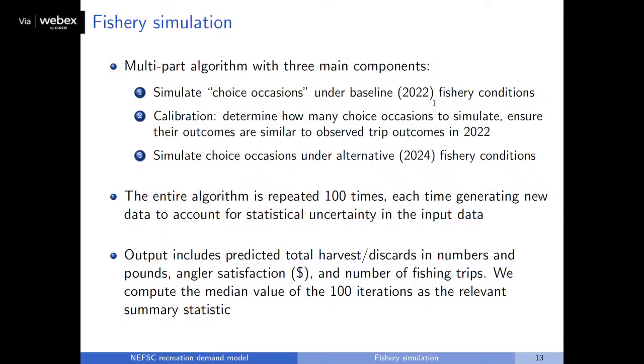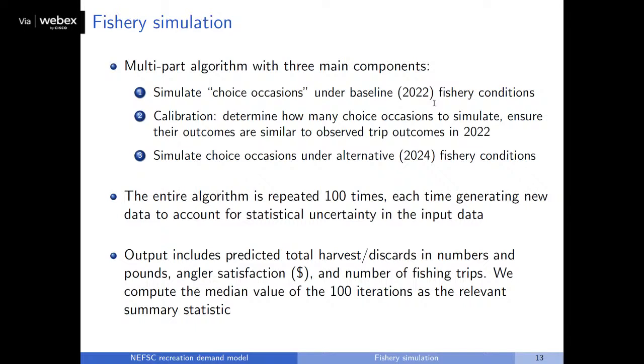Once we do those two steps, we then re-simulate the choice occasions under alternative 2024 fishery conditions that vary in the regulations or the projected length distribution of the stock, which affects the projected recreational catch-at-length in 2024. This algorithm is repeated 100 times. And each time we generate new data to account for statistical uncertainty in the input data.